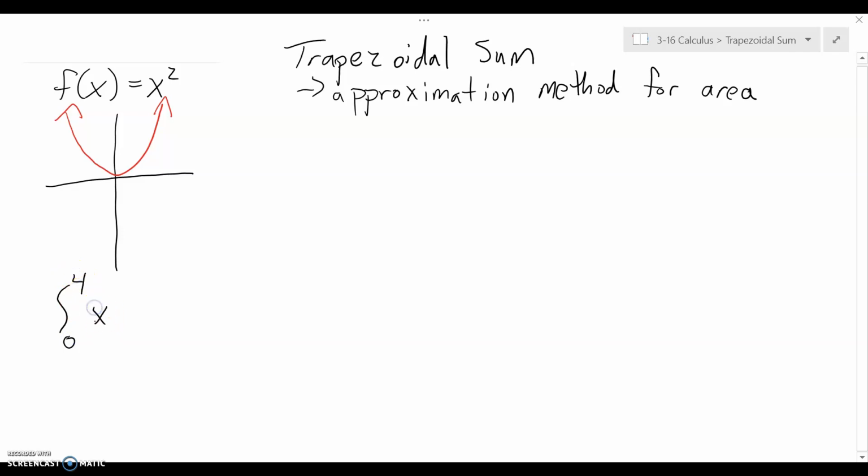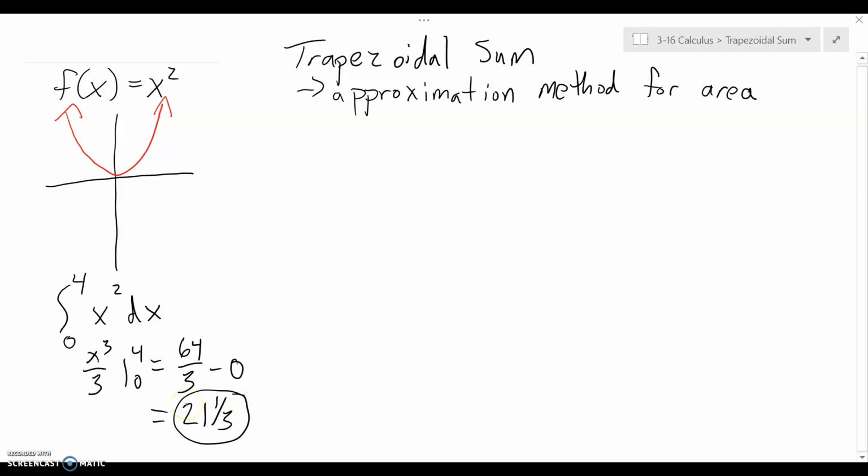So if we were to actually find the exact area under this parabola, that would be x cubed over 3, evaluated from 0 to 4. We'd plug a 4 in. 4 cubed is 64. We'd have 64 thirds minus 0. And 64 thirds is, what, 21 and a third. And so that's the exact area, the space under the curve above the x-axis.